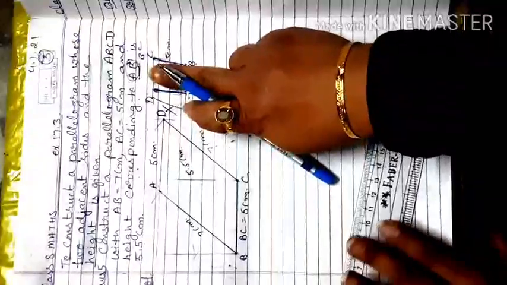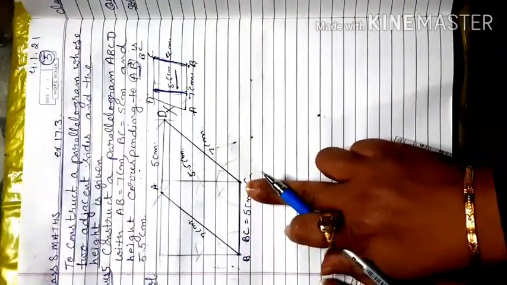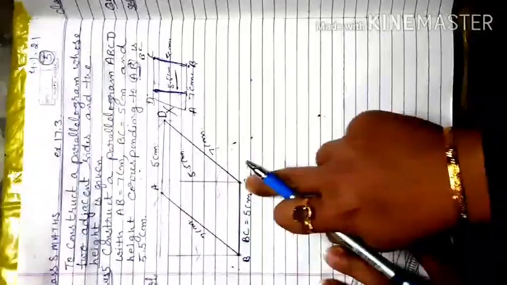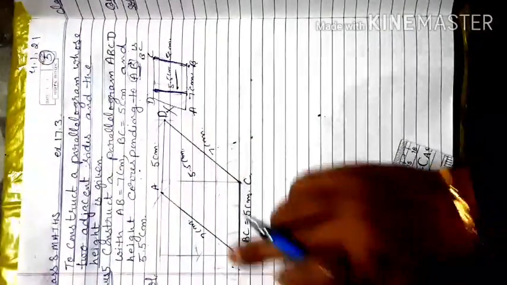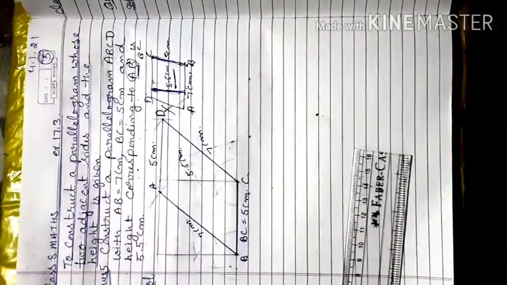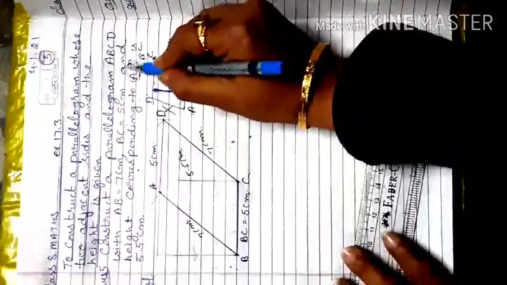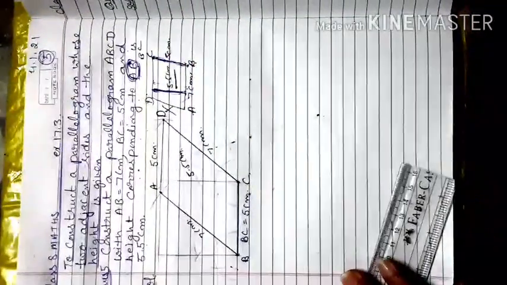If we go according to the statement, if we draw 7 centimeter here and the distance between two lines is 5.5 centimeter, BC at 5 centimeter never reaches that line at a distance of 5.5 centimeters. You can correct your statement here: instead of AB there will be BC. So that is the required parallelogram.